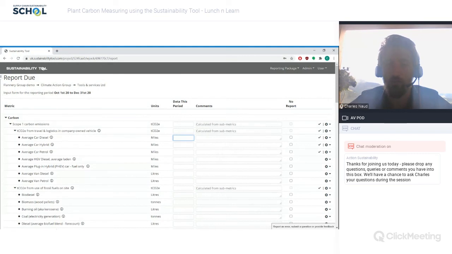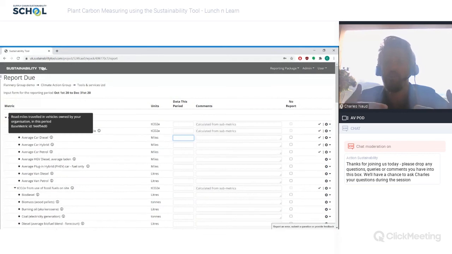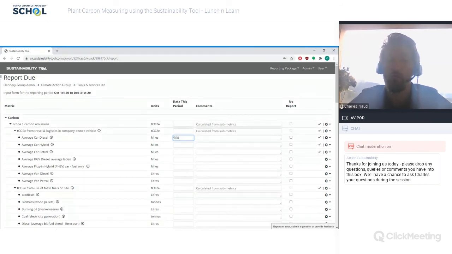Here you can enter your data. So here I'm going to enter in average car diesel, how many miles were traveled by my organization in vehicles owned by my organization within this quarter. So let's say as an organization, we drove 5,000 miles in diesel cars that are owned by my organization.